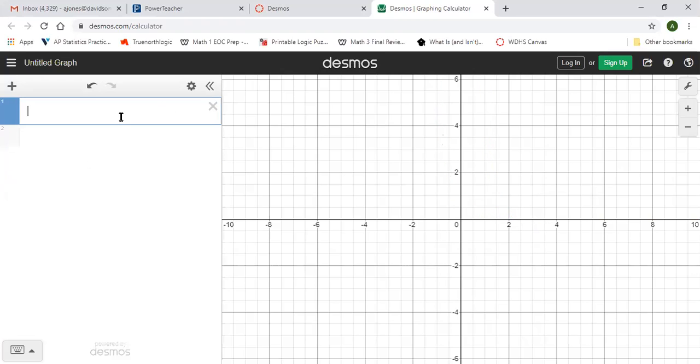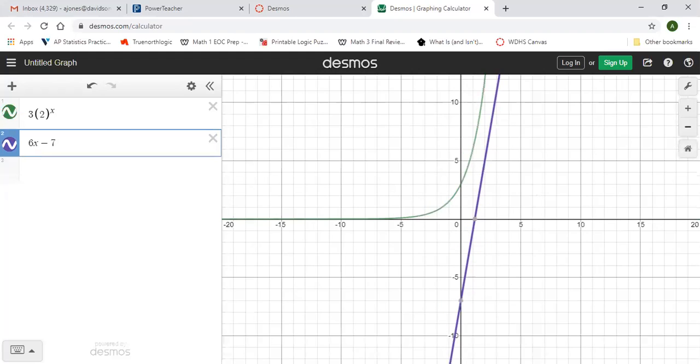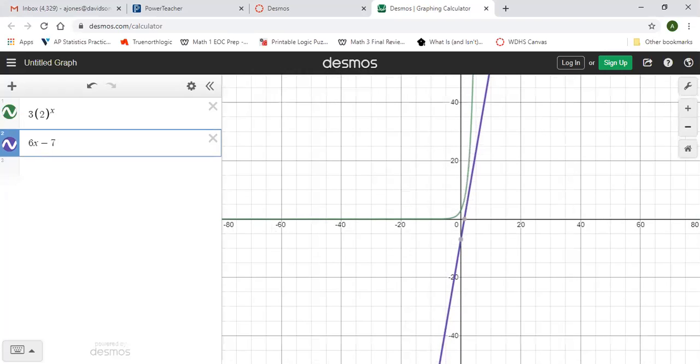The next one is 3 times 2 to the x. And then on the other side, it's 6x minus 7. What do you notice? They never touch. If they never touch, what is that? No. What are we looking for? Stop talking for 5 seconds.